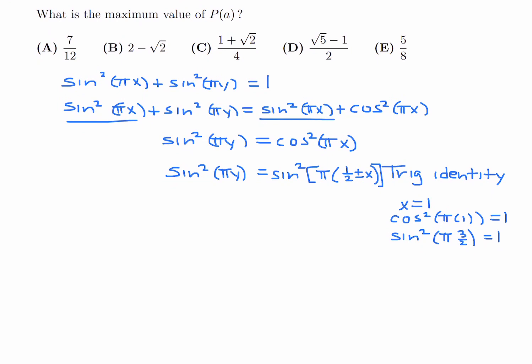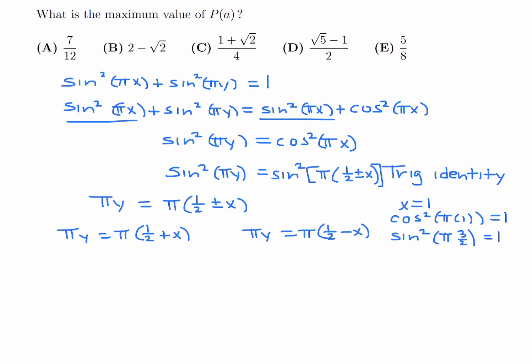Well, now that we have that, we can equate. That means pi y is equal to pi times 1/2 plus or minus x. And this gives me two equations. It gives me pi y is equal to pi times 1/2 plus x. And it gives me pi y is equal to pi times 1/2 minus x. So drop the pi's, and this gives you y equals 1/2 plus x. That's a nice equation. Drop the pi's here, and we get y equals 1/2 minus x. Again, a very nice equation to work with.